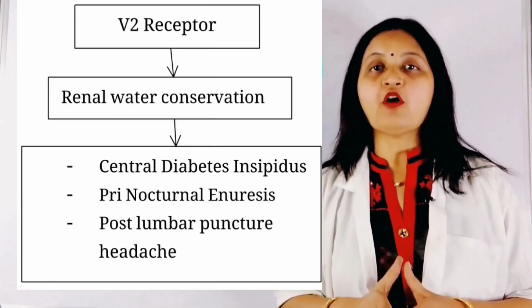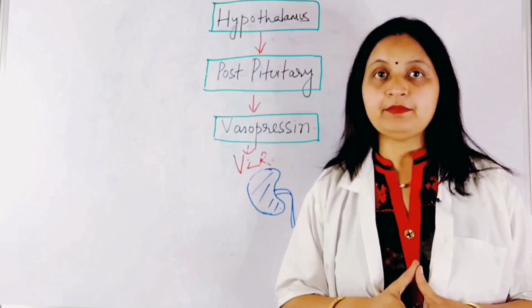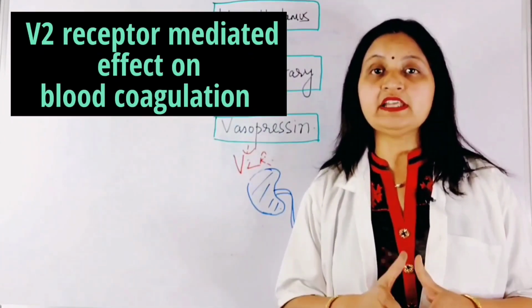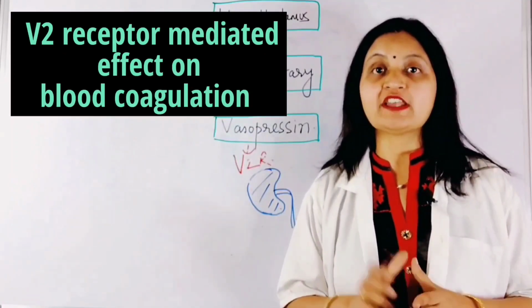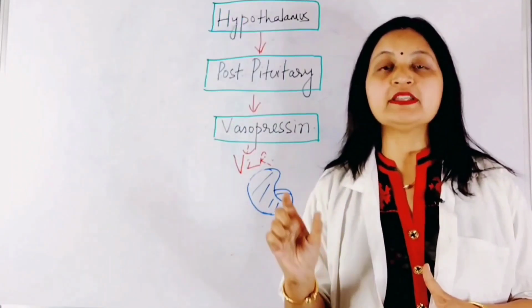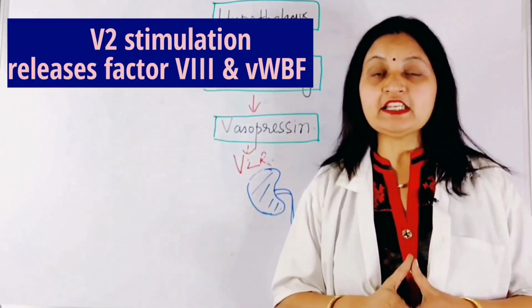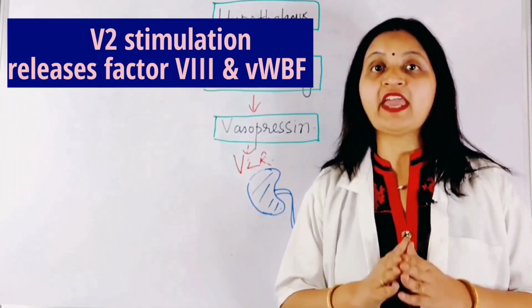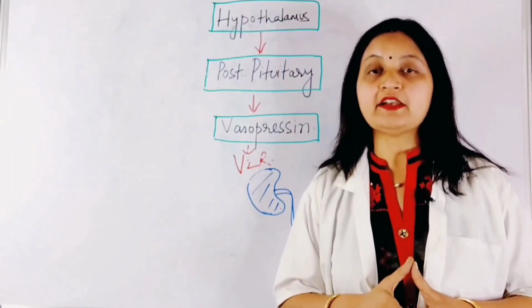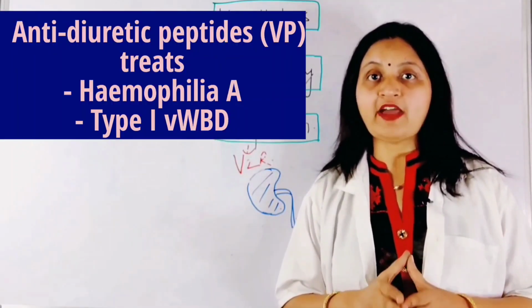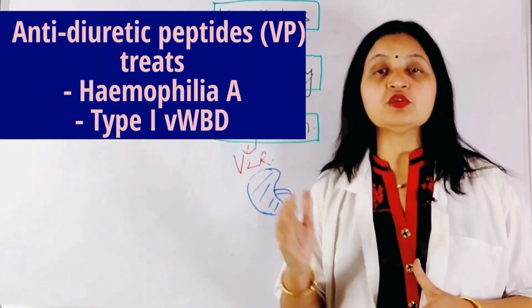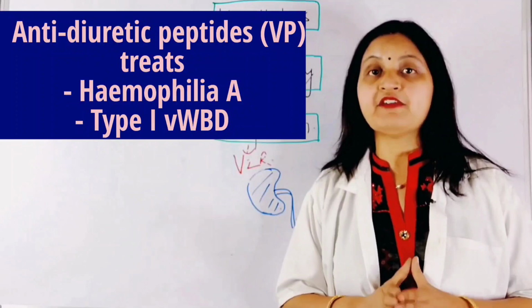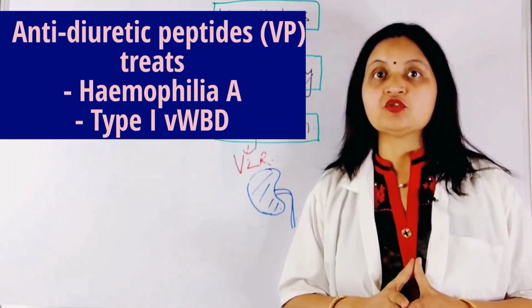The next category of V2 receptor mediated therapeutic applications: V2 receptor agonists increase the release of coagulation factors such as factor 8 and von Willebrand's factor. Because they release factor 8 into the circulation, they can be useful for the treatment of hemophilia A, which is characterized by a deficiency of factor 8. So it is not used for the treatment of hemophilia B, which is characterized by factor 9 deficiency.